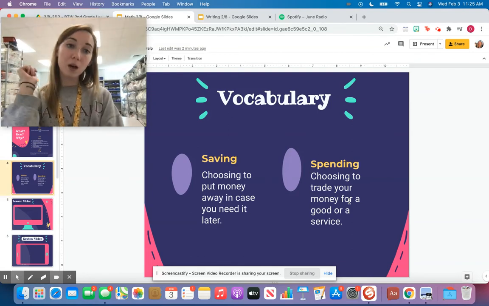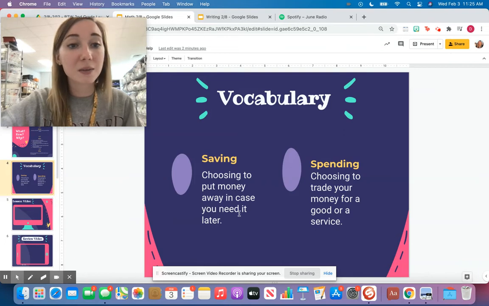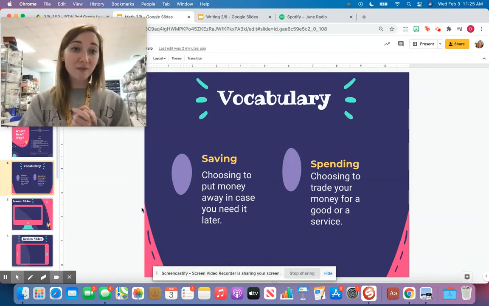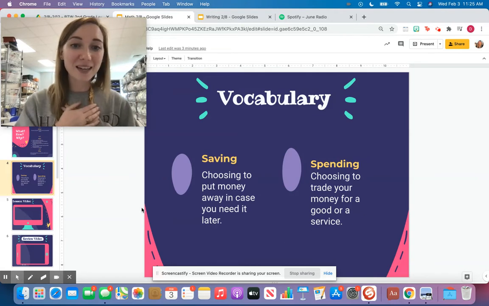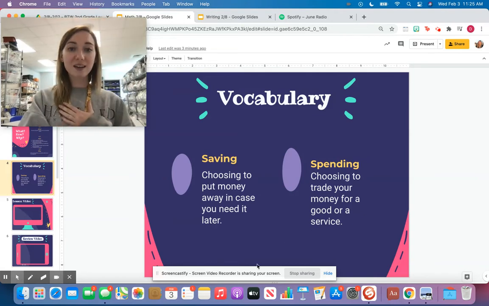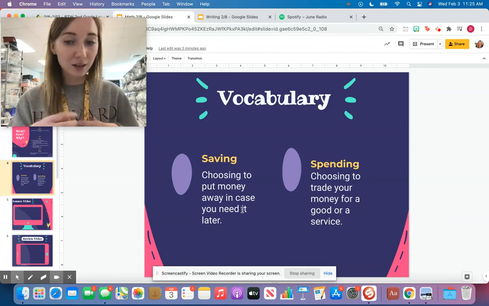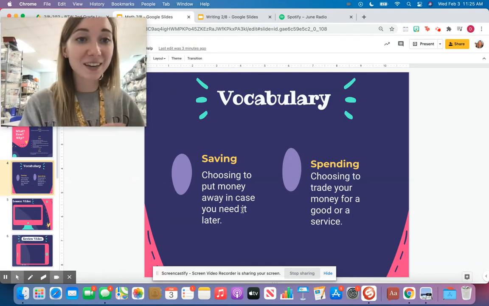Saving money. Well, there's a lot of different ways to say it. So maybe you read the slide and you said it the same way as me. Maybe you said it a different way. But saving money is when you have money, and what do you do with it? You put it in your piggy bank. You put it in your wallet. You put it in a bank account. You keep it, right? Basically, you keep it. And that's saving, when you choose to put your money away in case you need it later or for something that you want to buy later.